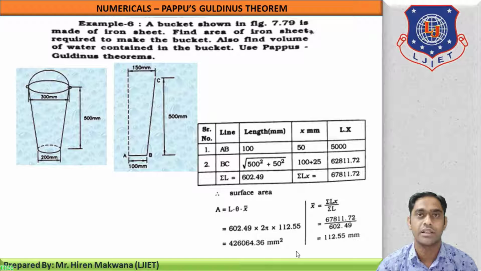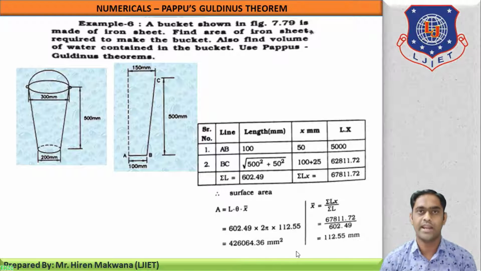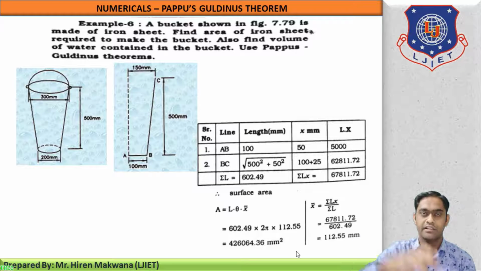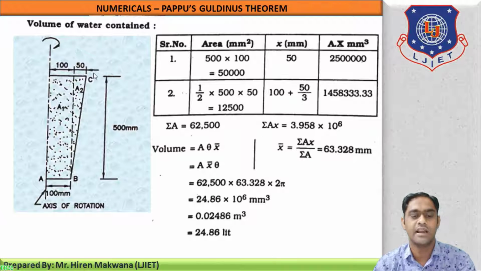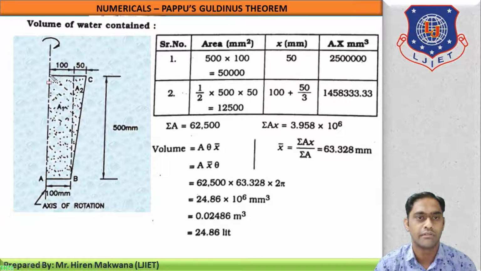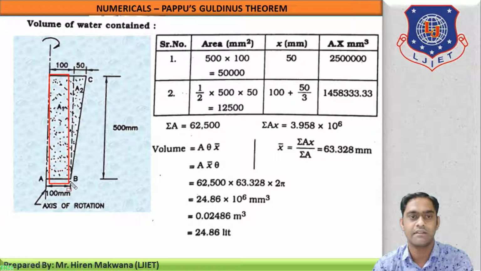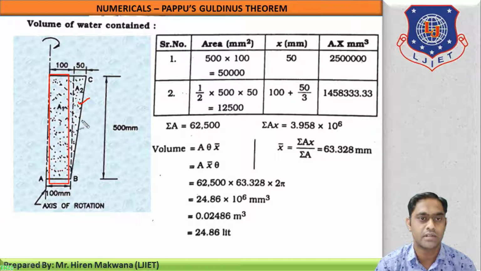So here is the example number 6, in which we have calculated area of iron sheet required to make the bucket. Now what we require is to find the volume of water contained in the bucket. So for that, area must be revolved about the rotational axis. Let's see, this is the area which should be revolved. First one is this rectangle, and second one is this triangle. So dimension of the rectangle is horizontally 100 and vertically 500 given over here. Base of the triangle is 50, height of the triangle is 500.